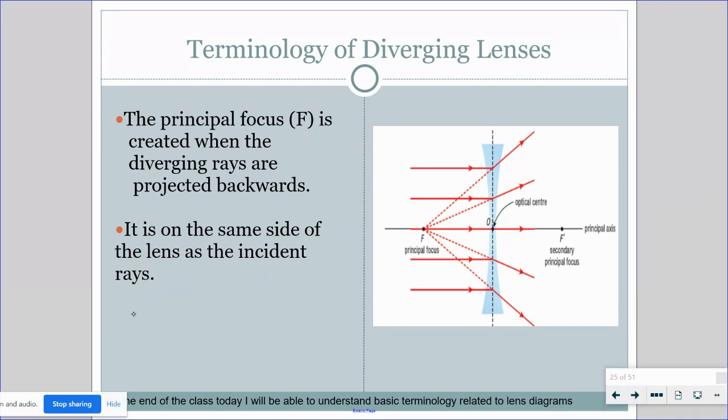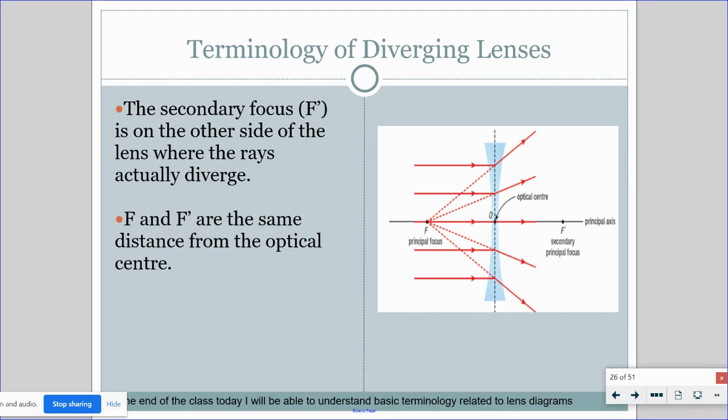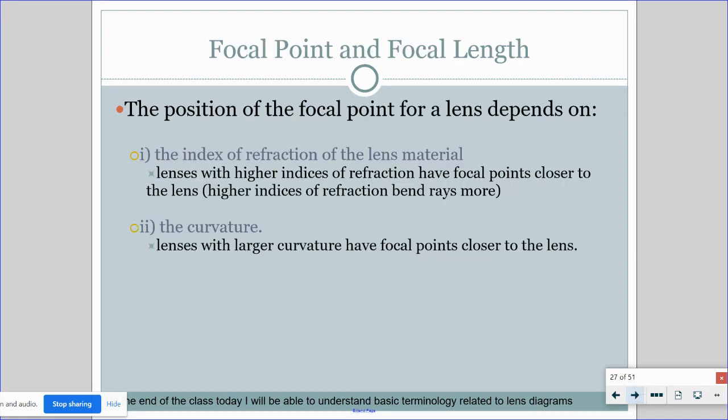So on converging, F is on the opposite side of the incident rays. Whereas in a diverging lens, the principal focus is on the same side, and the secondary principal focus is on the opposite side. The secondary focus is on the other side where they're going to diverge or spread apart, and again, they're the same distance. So if this is 5 centimeters, this is 5 centimeters. If this is 20 centimeters, this is 20 centimeters.